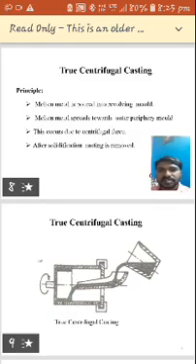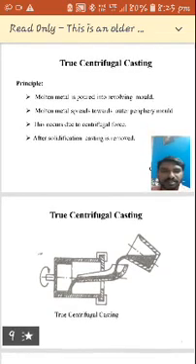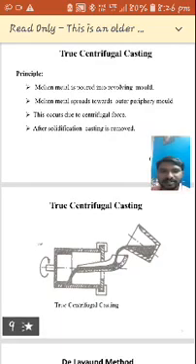Here the molten metal is poured into a revolving mold. How is the molten metal prepared? We take the metal and melt it in a separate furnace, then collect it in the ladle. From the ladle you pour the molten metal into the revolving mold. So that is the process.